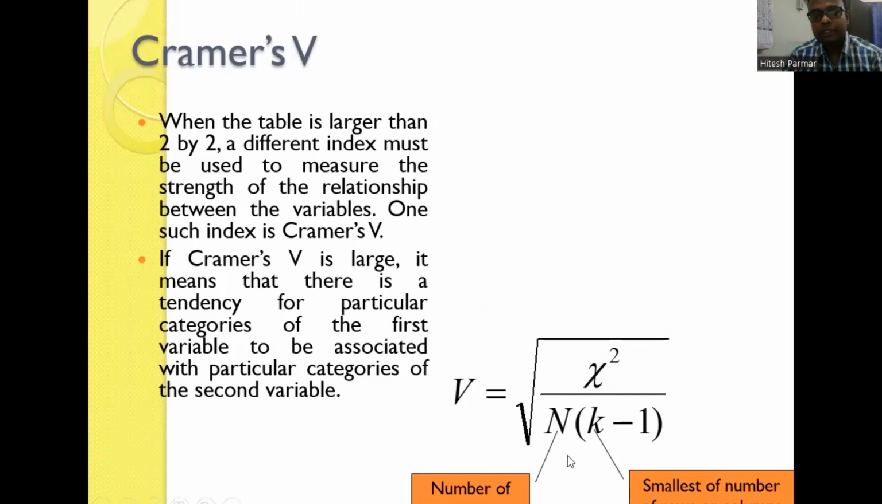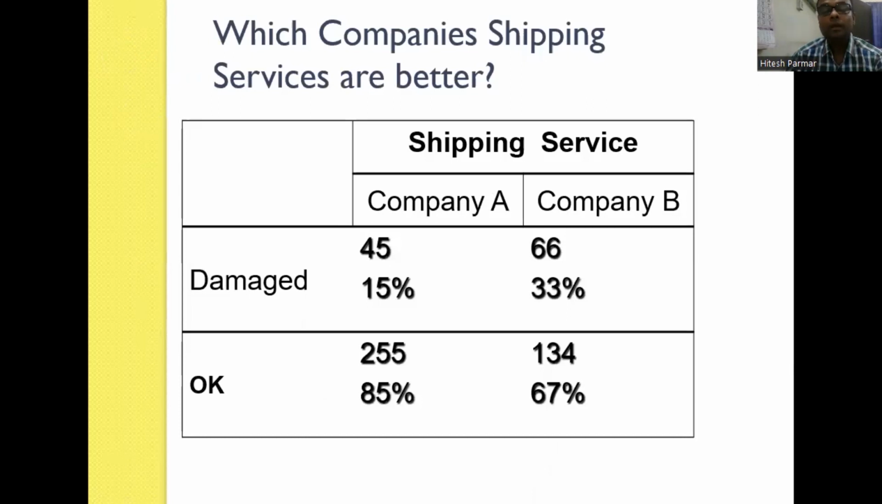Here in the equation, what is n and what is k? Obviously n is the number of samples, the number of cases, and k is the smallest of the number of rows or columns. Whichever is smaller, you need to put k equal to that. This is an important discussion.